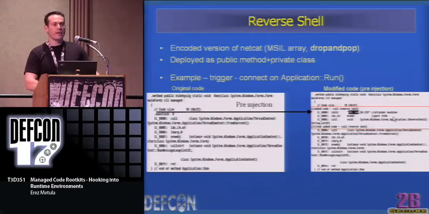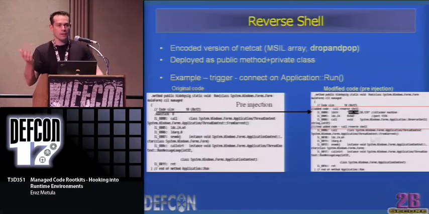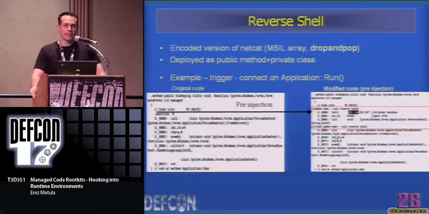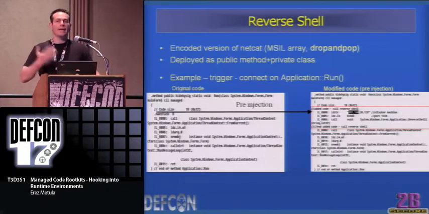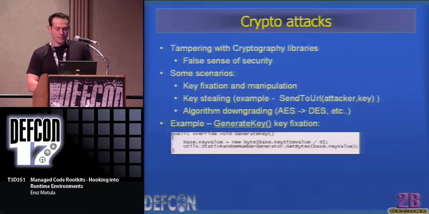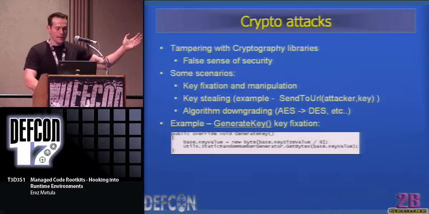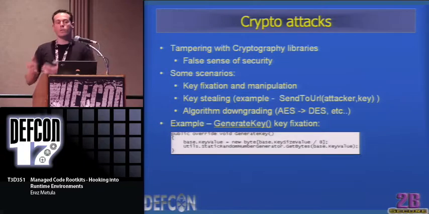Key stealing, for example, stealing the correct key from inside the crypto class. Or algorithm downgrading, for example, the application asks for an AES implementation and what it gets back is easily crackable DES. An example code for that is the generate key method. This is the method that creates the key for the application. Basically, what I did is I reverse engineered this method, threw away its own implementation, and now I have something that says return always fixated key.